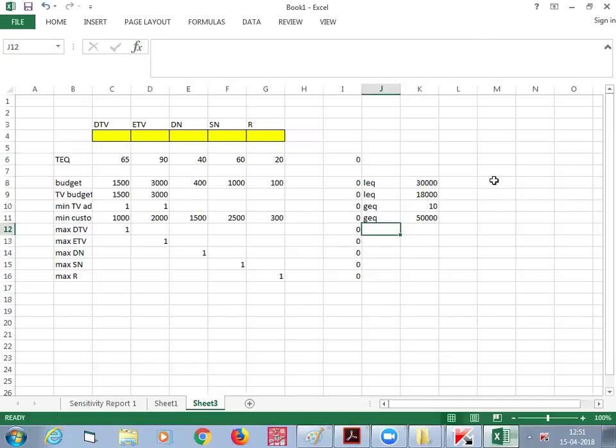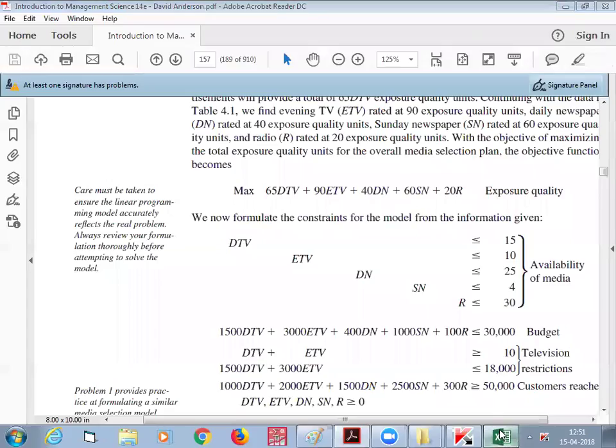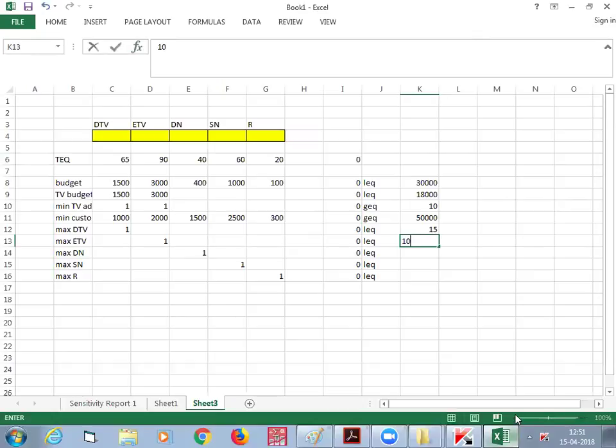Okay, and these are all less than or equal to. First one is 15. Then evening TV 10, 25, 4, and 30.